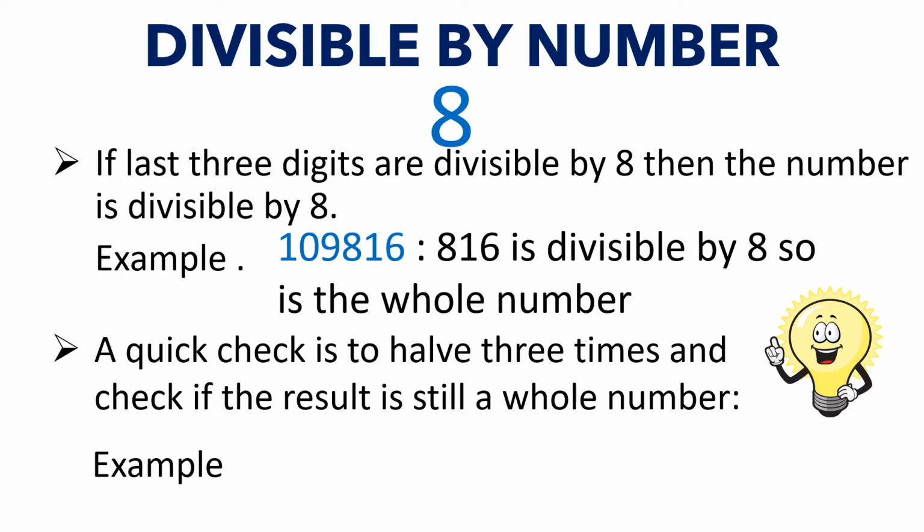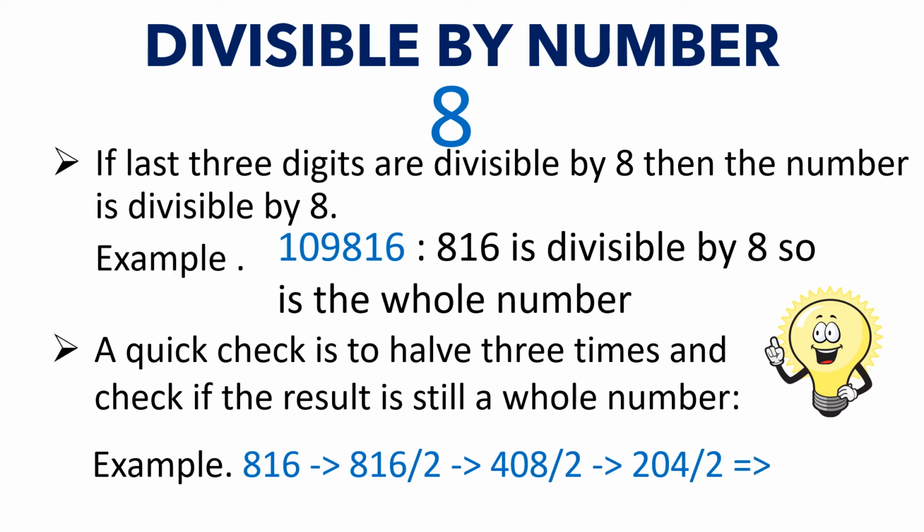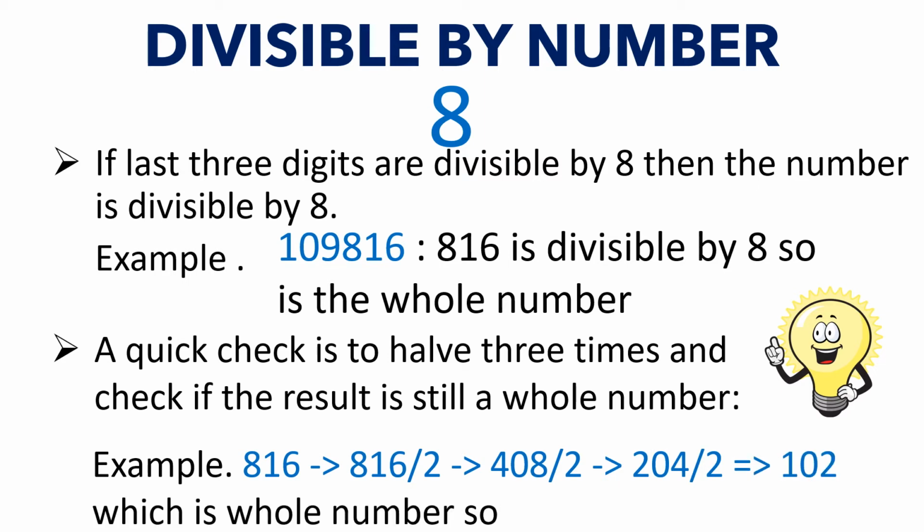Another quick method is to halve the number 3 times and check if we get a whole number as the result. Example 816. Half of 816 is 408. Half of 408 is 204. Half of 204 is 102, which is still a whole number. It means that 816 is divisible by 8.